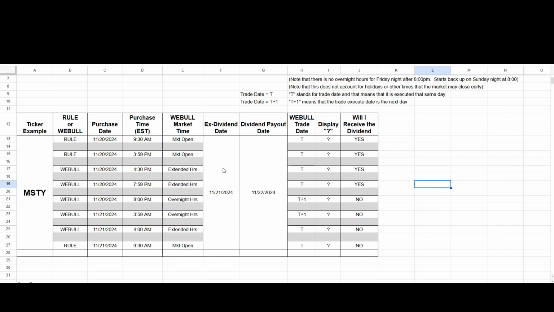Now, if you purchased after 8 p.m. the day before the ex-dividend date, then you will not receive the dividend for this payout, but you will be eligible for the next payout dividend, as long as you still own the shares on the day of ex-dividend. So if I sold my shares on November 20th and the ex-dividend date is the 21st of November, I will not receive that dividend payout, because you must own the shares at ex-dividend date.